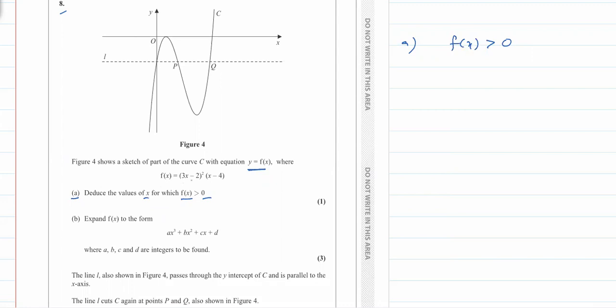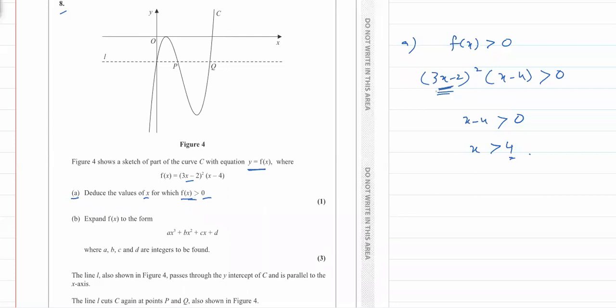So what is our f of x? f of x is (3x minus 2) squared into (x minus 4), greater than 0. Obviously, this value will always be greater than 0. So that's why I will just put x minus 4 greater than 0. So I will get x is greater than 4 here. So it means the value of x for which f of x should be greater than 0 will be if you have x greater than 4.